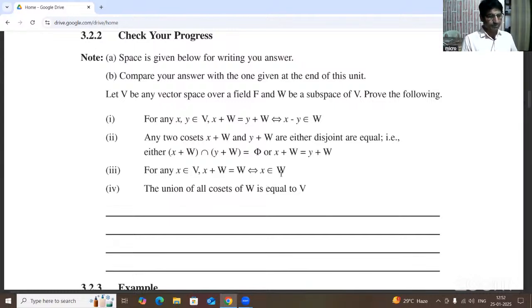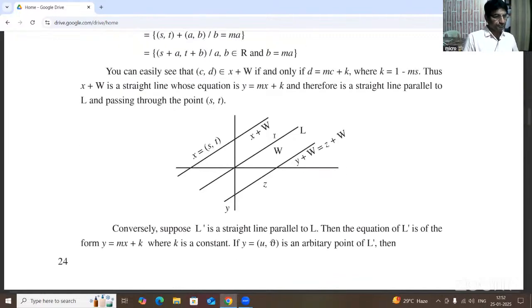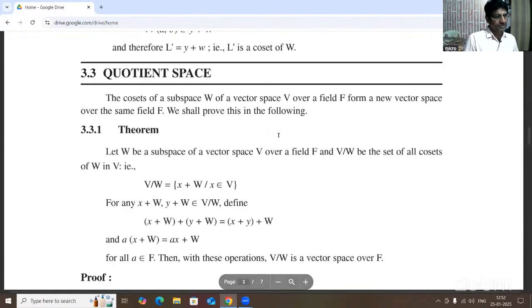Here x also belongs to w. The union of all cosets of w, x1 plus w union x2 plus w union, and so on, over all the values, is equivalent to the vector space. That is simple. These are all four important properties. Okay, now it follows the previous concept in group theory. Now this theorem.